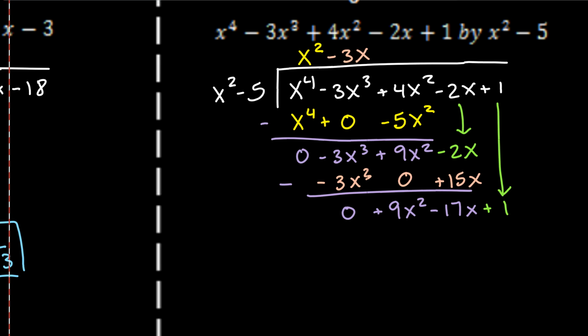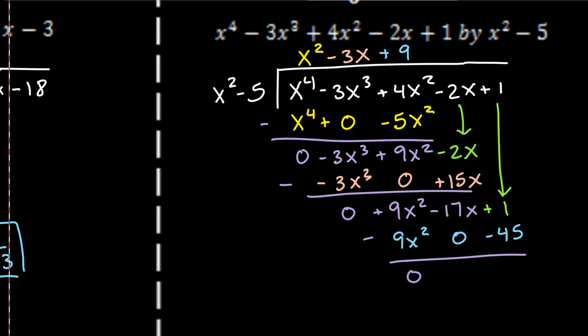9x squared divided by x squared is 9. 9 times x squared is 9x squared. 9 times negative 5 is negative 45. And we're subtracting. And there's a placeholder of 0 for the x. So 9x squared minus 9x squared is 0. Negative 17x minus 0 is just negative 17x. And 1 minus negative 45 is a positive 45.